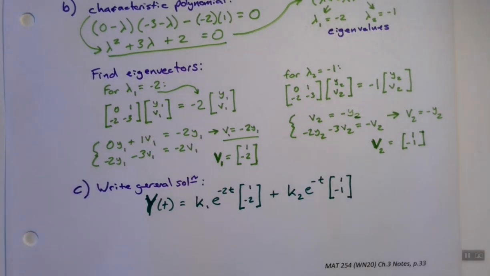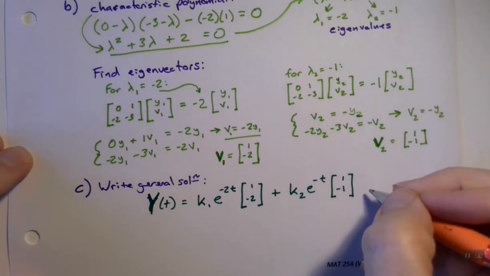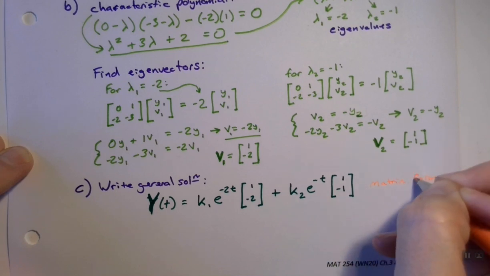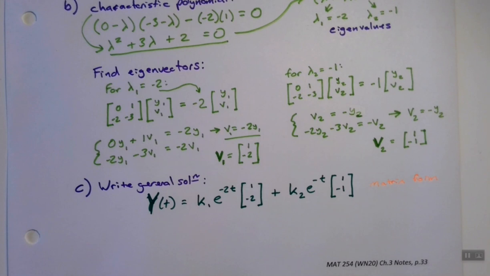So this is the general solution in matrix form, as we've already written. So I'll just write off to the side, this is matrix form. But if you wanted to see it in, oh, that doesn't show up too well on the screen. Apologies. I won't use that pen again.